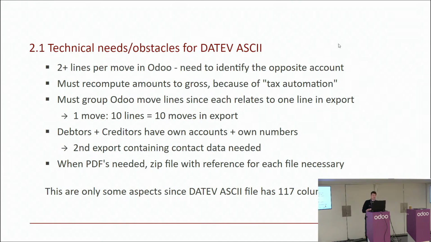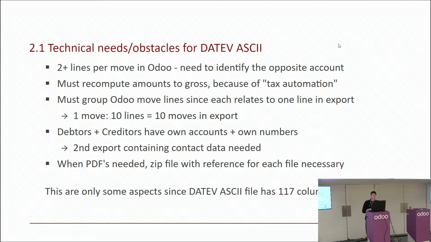Technical needs and obstacles for the DATEV ASCII export. So you have 2 lines plus per move in Odoo, and you need to define or identify the opposite account. And you must recompute amount to gross because of the tax automation the German accounting software is often using. There's quite a way to do net amount export, but it's not common and it's only accepted a few times by the accounting company.